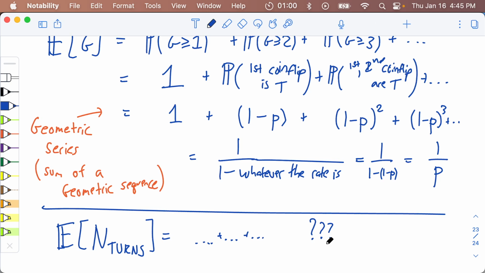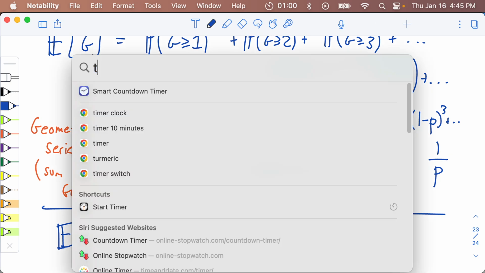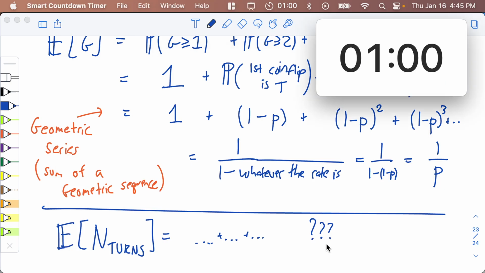I'll let you think again. I think it's more instructive for you to think than for me to just tell you. Let me give you another minute. Can you figure out what's going to go over here? And then I will add it up. It kind of looks extremely similar to the geometric case, but slightly more complicated. Okay, I'll let you do it.